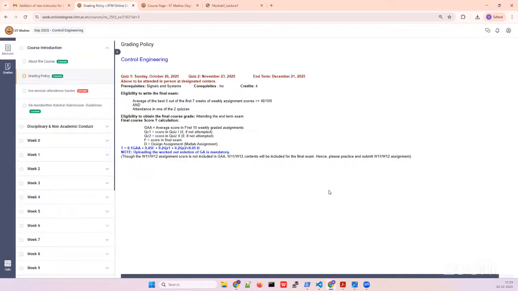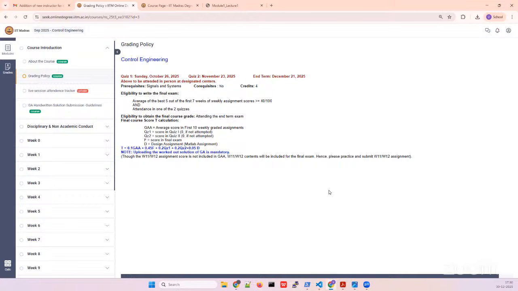So along with these 12 assignments, we have another design assignment. It's just 1 or 2 problems; we usually conduct 2 design assignments. If we talk about the weightage, for the 12 weekly assignments, generally we will not include the 11th week and 12th week.